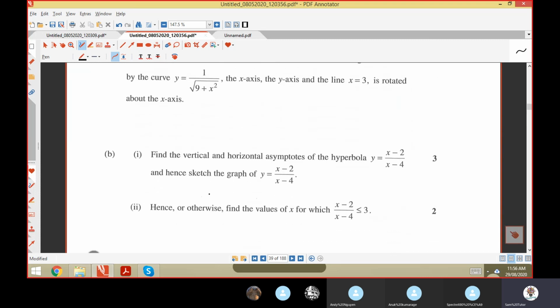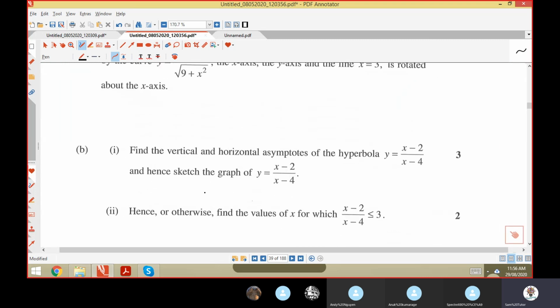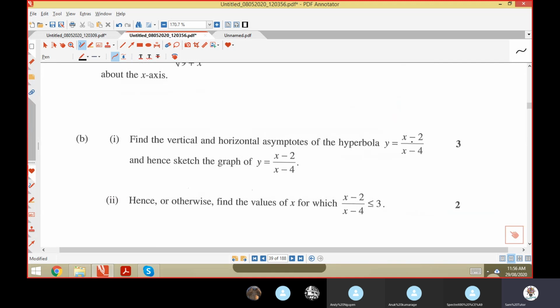3b. Find vertical and horizontal asymptotes of this hyperbola. Straight away, what can x not equal to? 4. And does anyone know why y can't equal 1? Say it again. Why can't y equal 1? How'd you do it? Because if you let y equal 1, you'd have x minus x. The x cancels. Yes, I agree. Is there any other way you know to do it? No. Okay, that's fine.